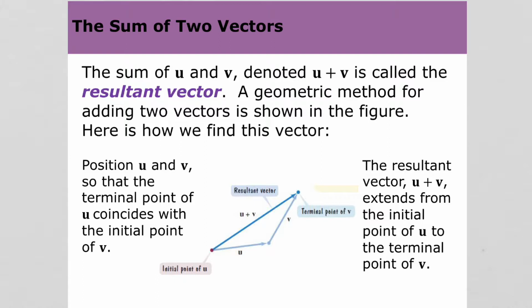So if you want to find the sum of two vectors, if it's u plus v, then you take u, place v's initial point at the terminal point of vector u, and u plus v is this vector from the initial point of u to the terminal point of v.